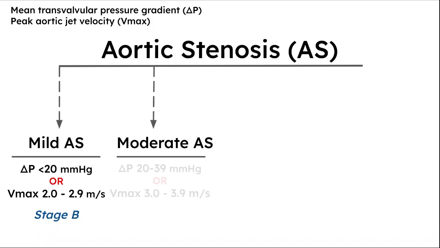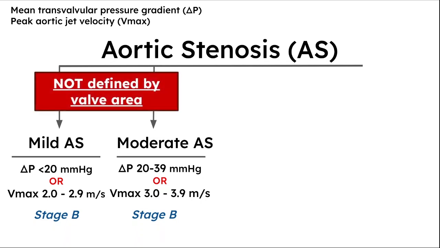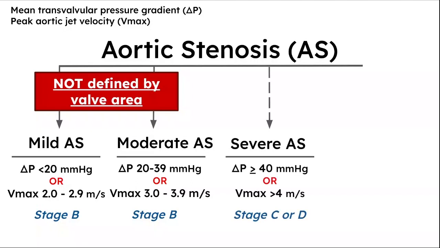Moderate aortic stenosis is defined as a delta P of 20 to 39 millimeters of mercury, or a Vmax of 3.0 to 3.9 meters per second. Like mild AS, moderate AS is also stage B. I want to take a break here and point out that neither mild or moderate aortic stenosis use valve size as a staging parameter.